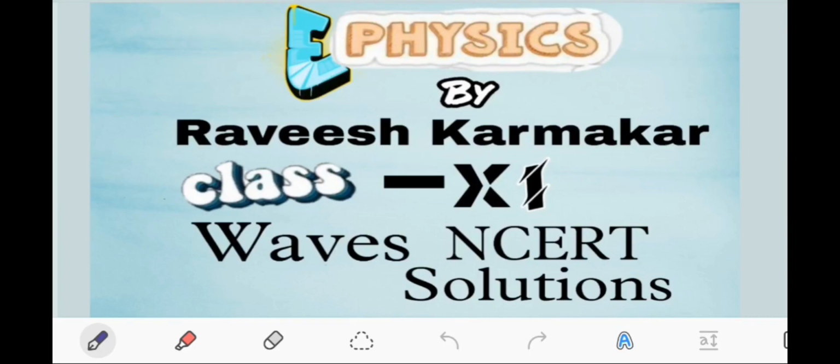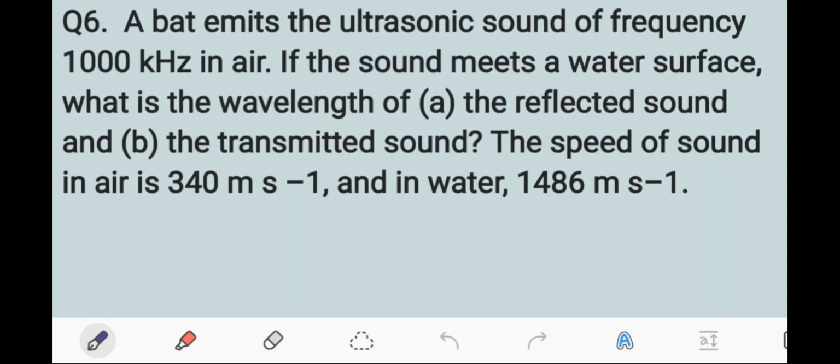Students, in this video we will be discussing the NCERT solutions of class 11th physics chapter waves. In the previous video we have discussed a few questions and we will be starting this video from the part where we left in the previous one. So let's start it. So the first question is in the screen, students.